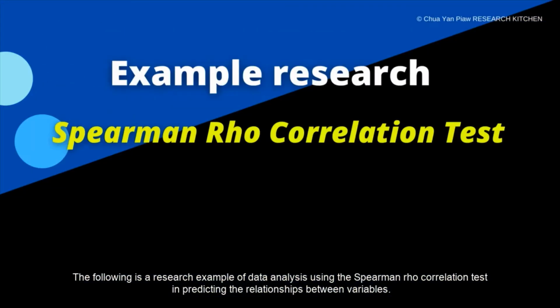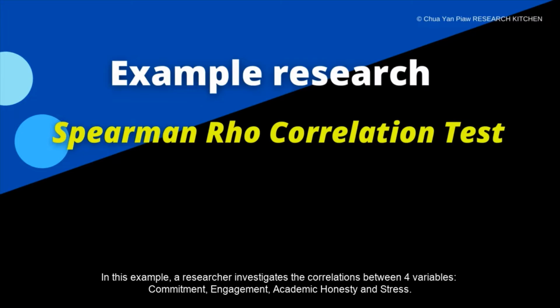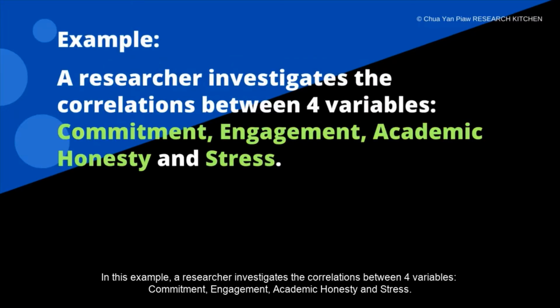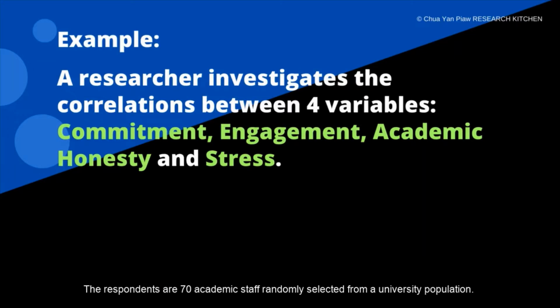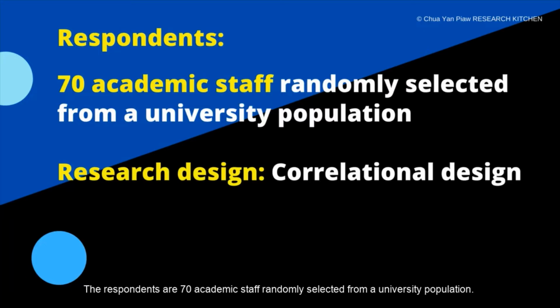The following is a research example of data analysis using the Spearman Rho correlation test in predicting the relationships between variables. In this example, a researcher investigates the correlations between four variables: commitment, engagement, academic honesty, and stress. The respondents are 70 academic staff randomly selected from a university population.